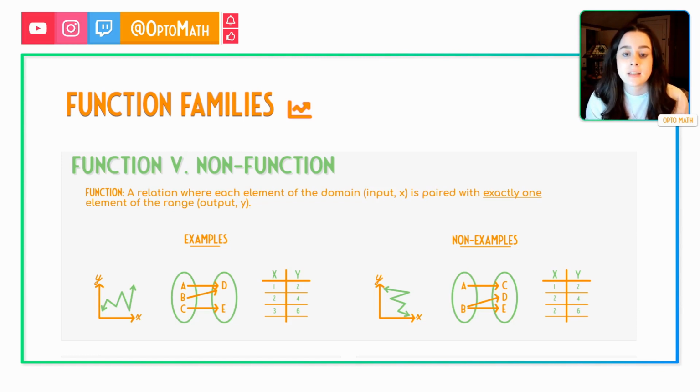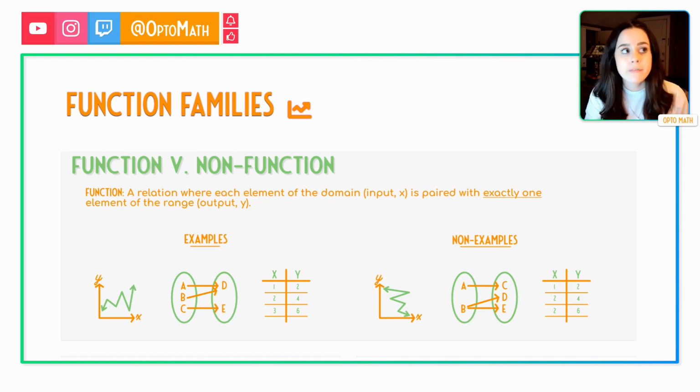function even is. So a function is defined as a relation, so a relationship between two things, where each element of the domain, which would be your inputs or your x values, is assigned or has only one element of the range, which would be called your output or your y values.